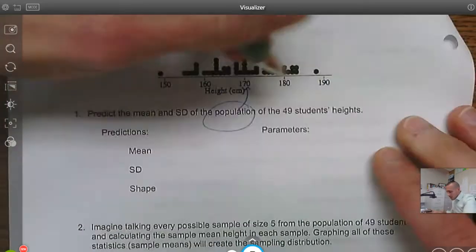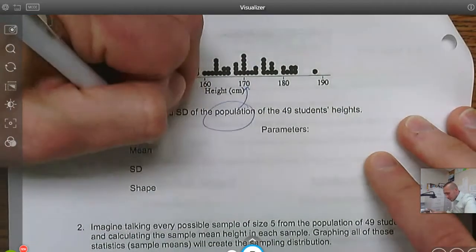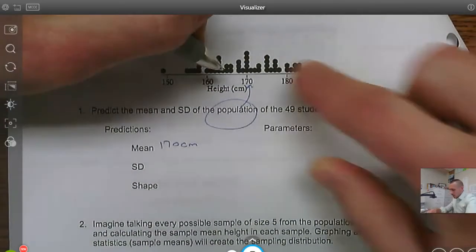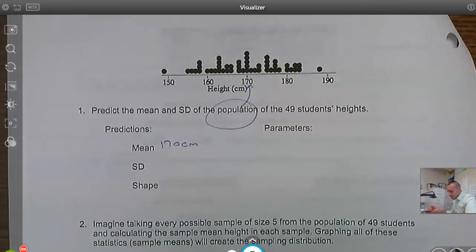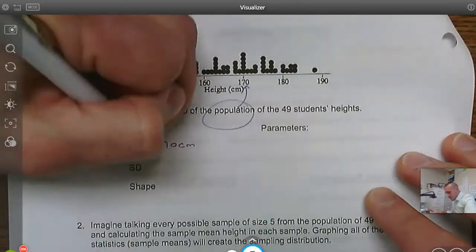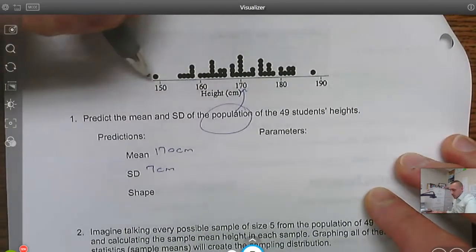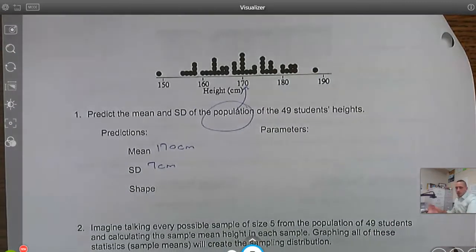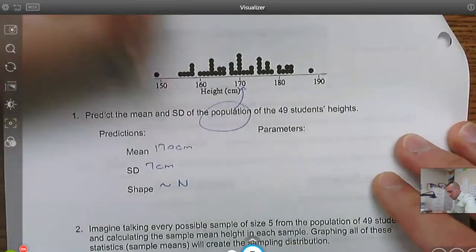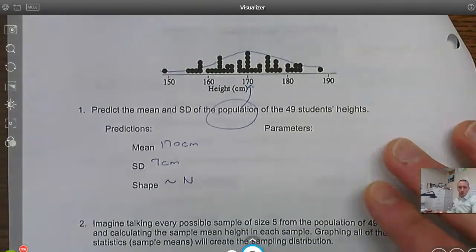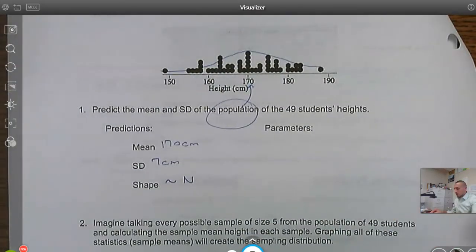To me, the mean looks like about 170 centimeters. The standard deviation, maybe about 7 or 8, about 7. I'm just thinking in terms of if I go out 3 standard deviations from the mean, I'm capturing almost all of the data. The shape looks to be approximately normal, roughly symmetric, unimodal. A normal curve would be a decent fit.